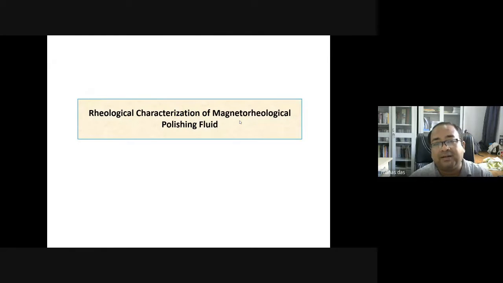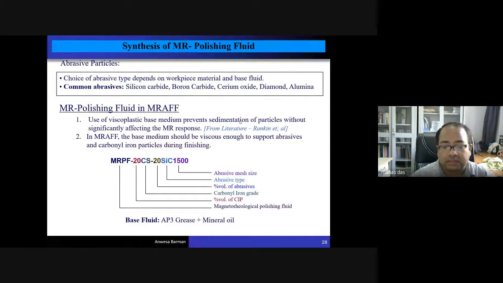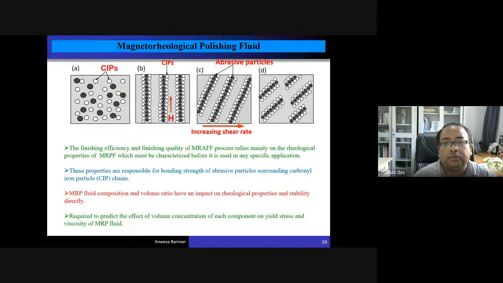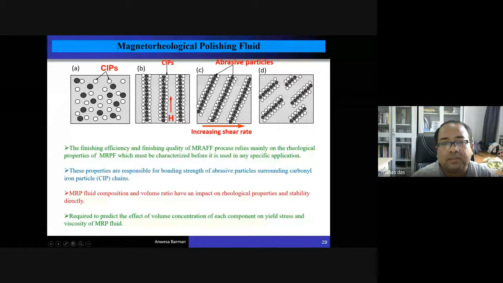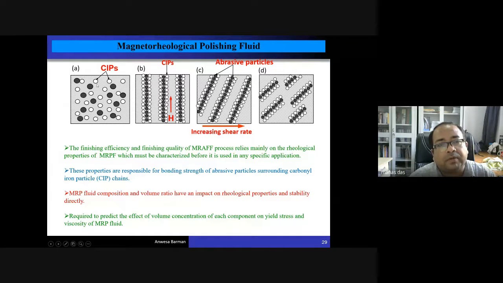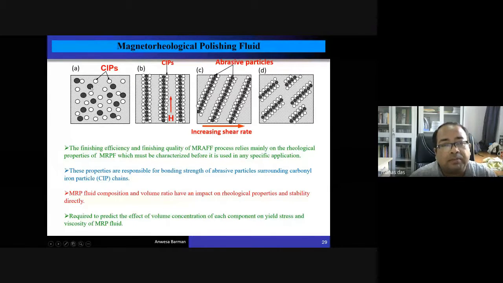After that, we need the rheological characterization of this polishing media. As I told you, this MR fluid is a non-Newtonian fluid under a magnetic field. So what happens if we apply a magnetic field here? At the center, these abrasive particles are there, and the iron particle chains are there. Abrasive particles are being held along the direction of the magnetic field. Without the magnetic field, the CIP and abrasive particles are, in this picture, white for CIP and black for abrasive particles, randomly distributed.